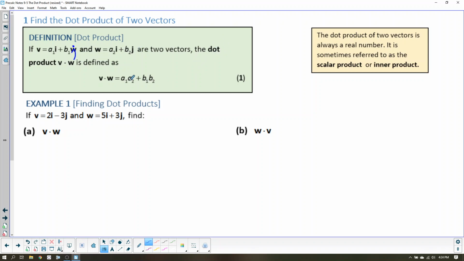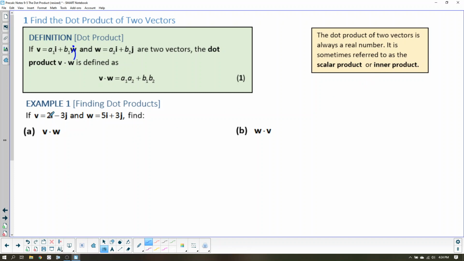The dot product of those two vectors, all you have to do is multiply their horizontal components, multiply their vertical components, and add them together. This dot product is a binary operation defined on two vectors. Binary operations are things like multiplication and addition, but this is a new binary operation that is only defined for vectors. Some texts call this the scalar product of two vectors or also the inner product of two vectors.